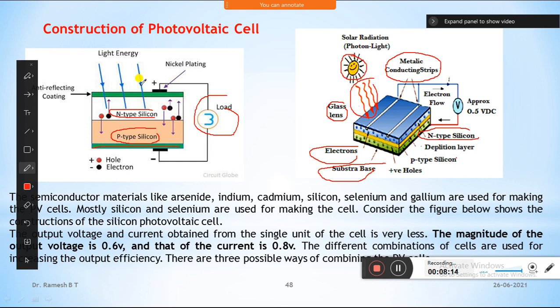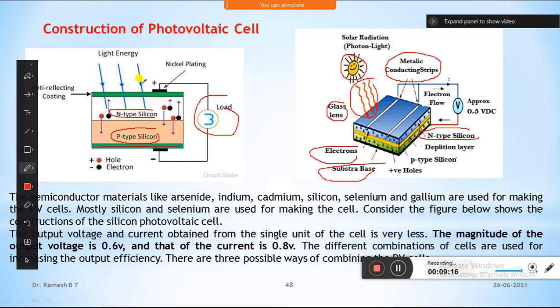Directly, what happens here? First we should know what is meant by a semiconductor. These PV cells are generally made with semiconductors, and these are basically materials. In the normal state, these materials have no free electrons, so they won't conduct electricity, and they won't have any free electron charges.